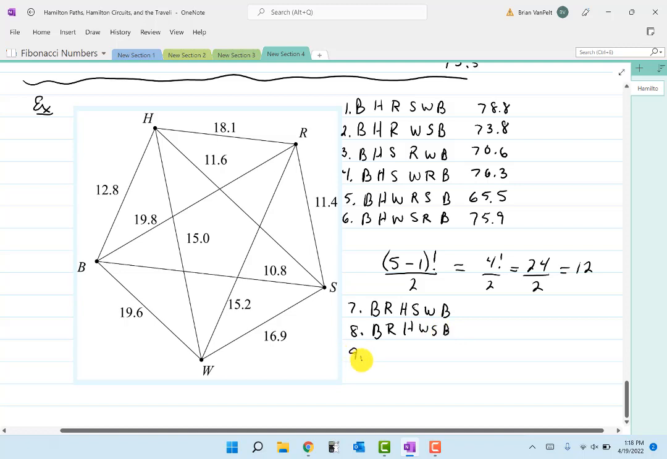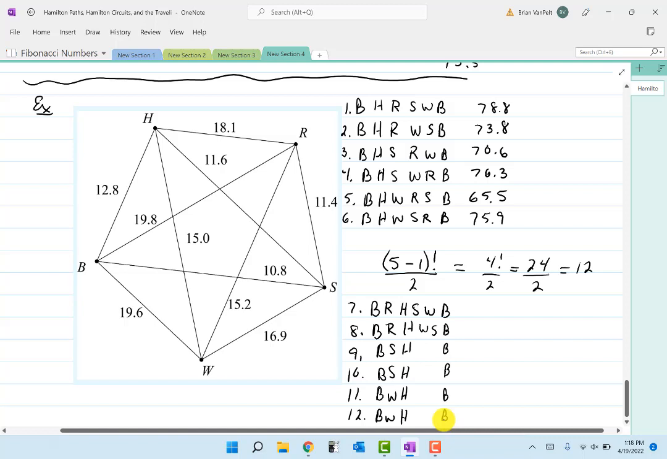Then I can now move on to B, S, but with H in the middle spot. And then I can do the same. I'm running out of room, but then I can do B, W, and have an H in the 3rd spot. I know I'm always going to end at B. It's just a matter of arranging the 2 letters that are left.